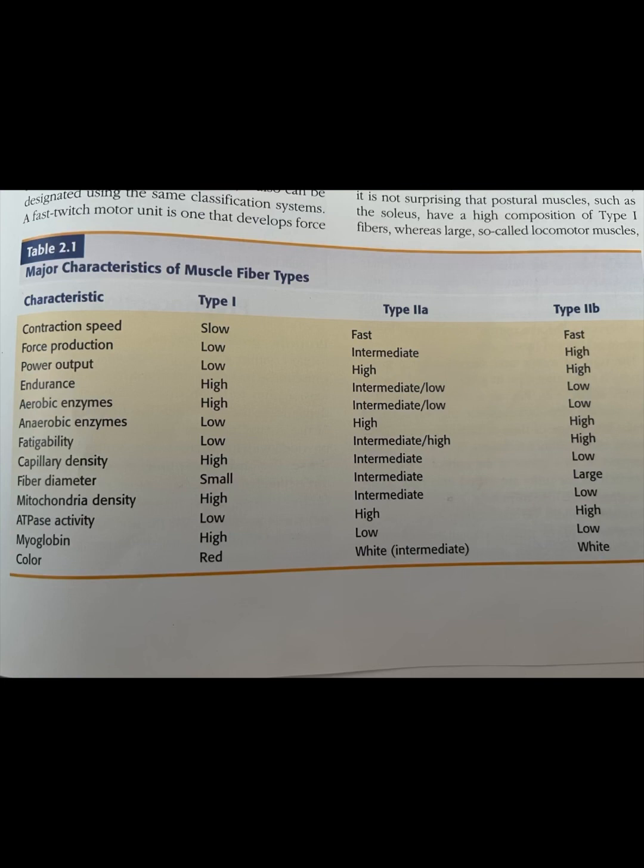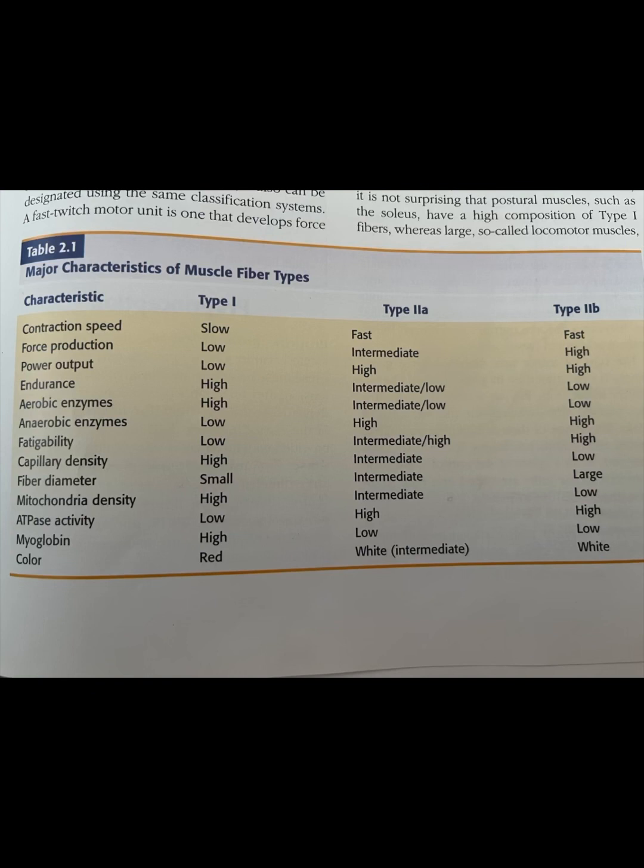Because a motor unit is composed of muscle fibers that are of the same type, it can also be designated using the same classification system. A fast twitch motor unit is one that develops force rapidly. It also relaxes rapidly and thus has a short twitch time. Slow twitch motor units, in contrast, develop force and relax slowly and have a long twitch time.